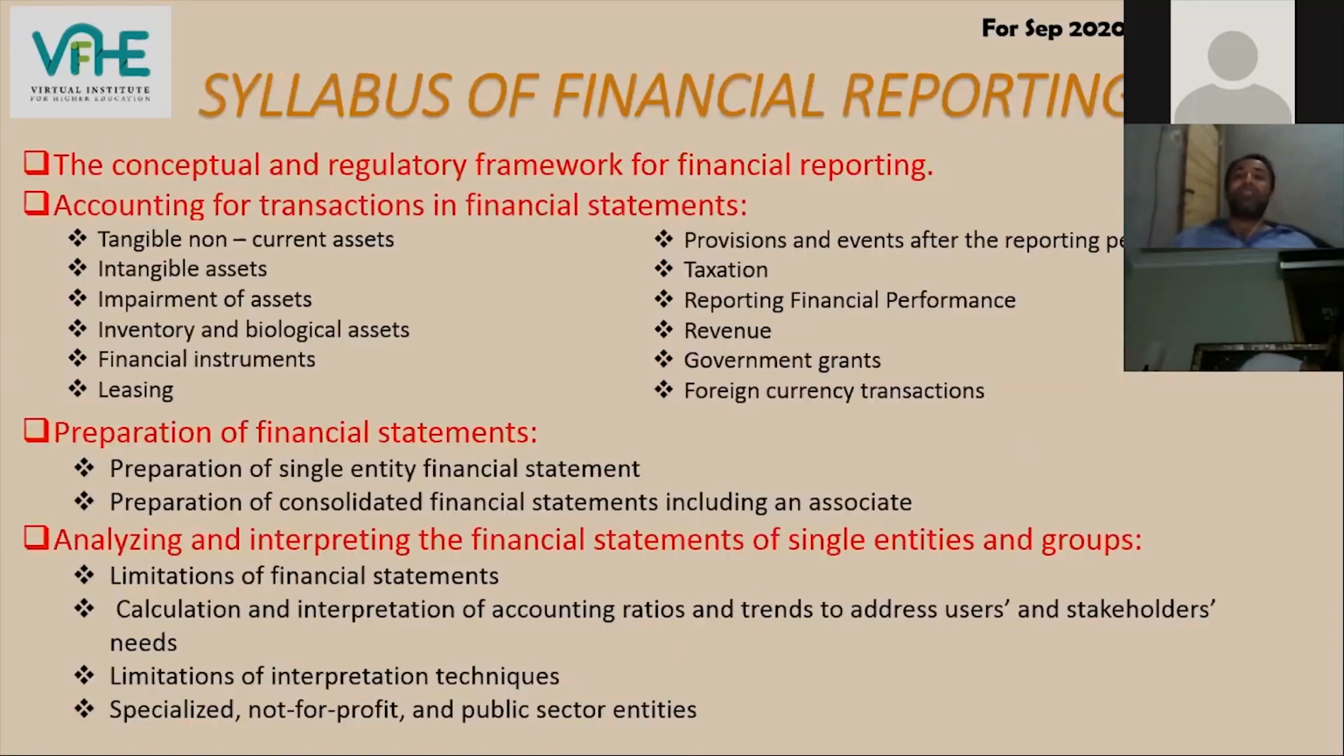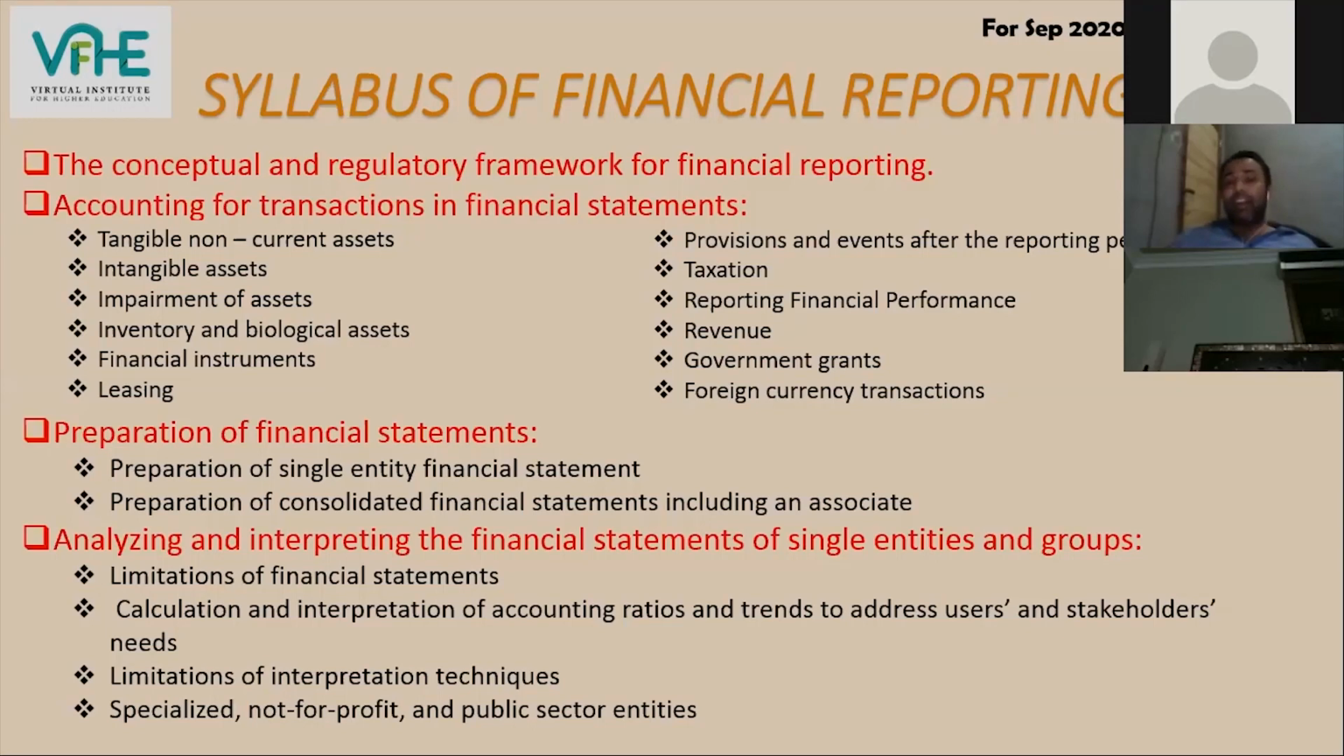What is the syllabus of this subject? This is a very important area. And here I will share my plan, how we will move forward to cover all these areas. First of all, the first section of our syllabus is the conceptual and regulatory framework for financial reporting. This is the basic knowledge, which gives you the foundations of how you will go about preparing your financial statements. Then we will move forward into the next area, accounting for transactions in financial statements.